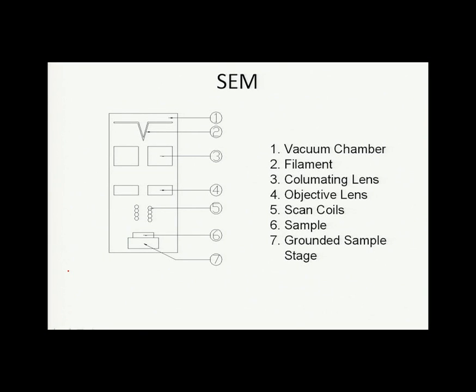Number 4 is the objective lens, which is used to focus the electron beam as it passes through there. It's an electromagnetic lens, so it uses a changing current and therefore a magnetic field to sculpt the shape of that lens. 5 represents the scanning coils. These are what are used to raster the electron beam back and forth across a sample. 6 is a sample where the beam would finally interact. And 7 is the sample stage, which houses your sample and is used to ground the sample.